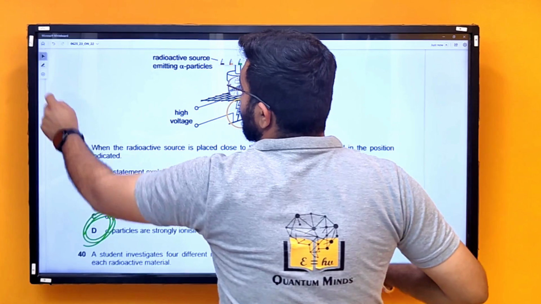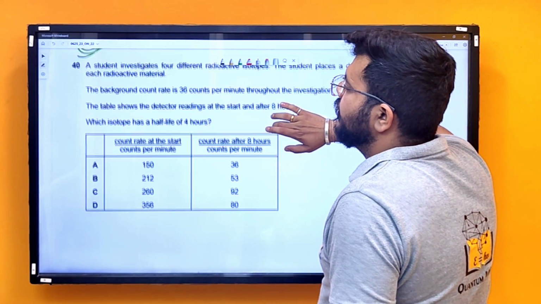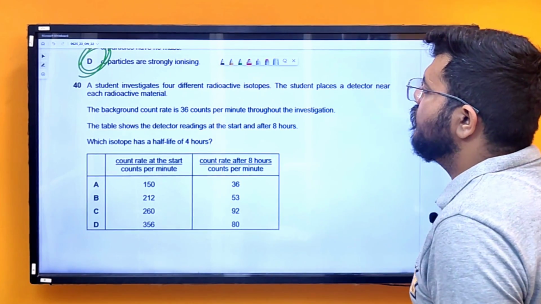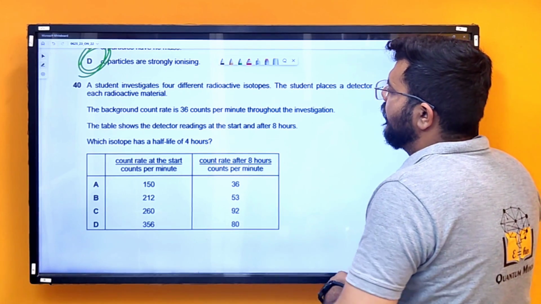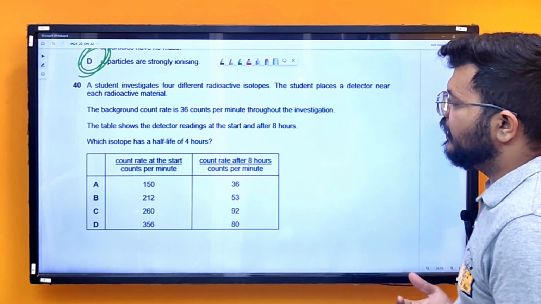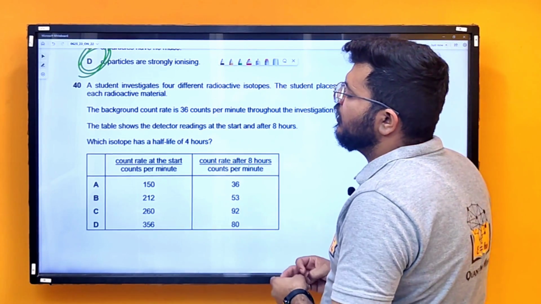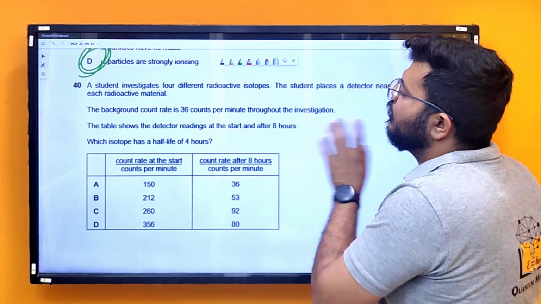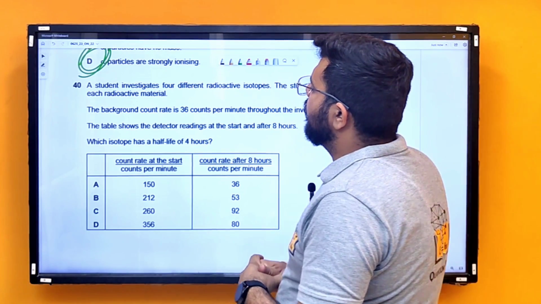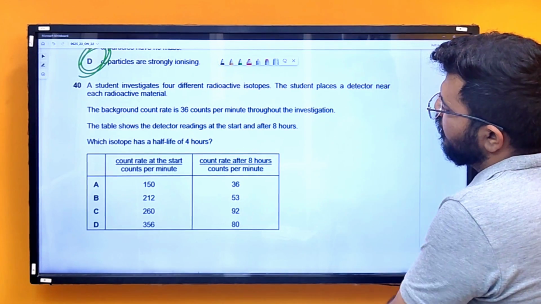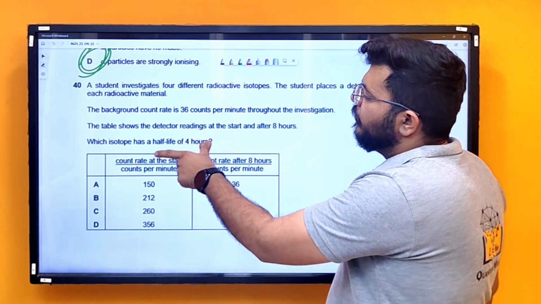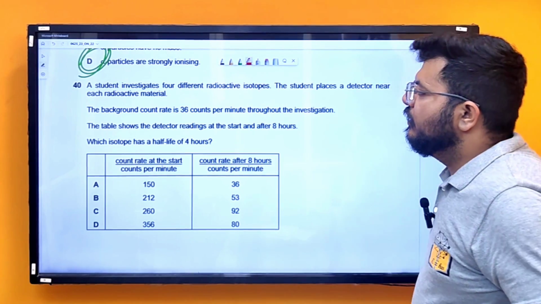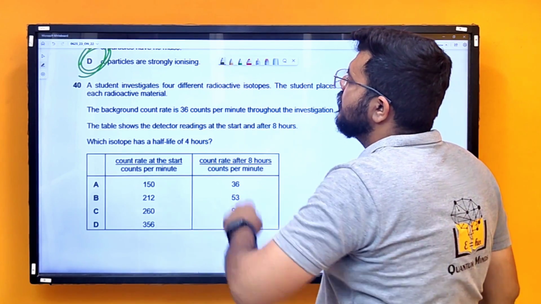Then we have question number 40. A student investigates 4 different radioactive isotopes. The student places a detector near each radioactive material. The background rate is 36 per minute throughout the investigation. The table shows detector reading at start and after 8 hours. Which isotope has a half-life of 4 hours? The one that has a half-life of 4 hours, right?